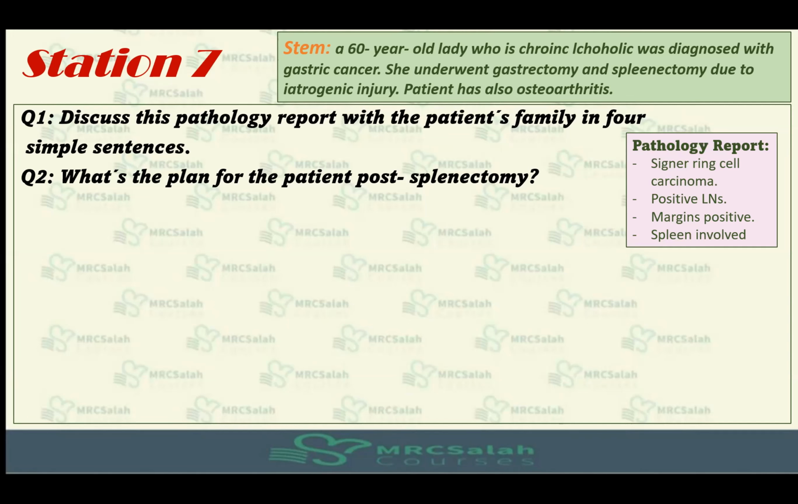Yes, and what else would you give the patient? You give the patient vaccination, and you need to protect with antibiotics. Yes, we give prophylactic antibiotics to protect the patient against OPSI, overwhelming post-splenectomy infection. Okay.